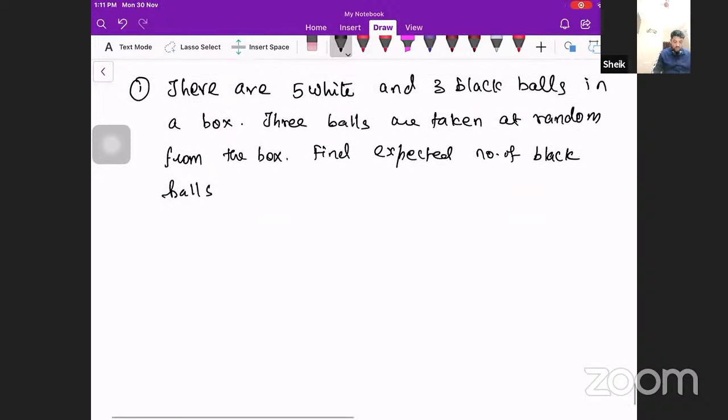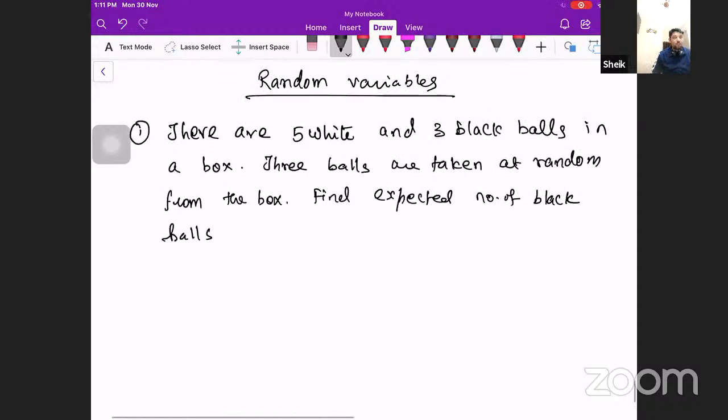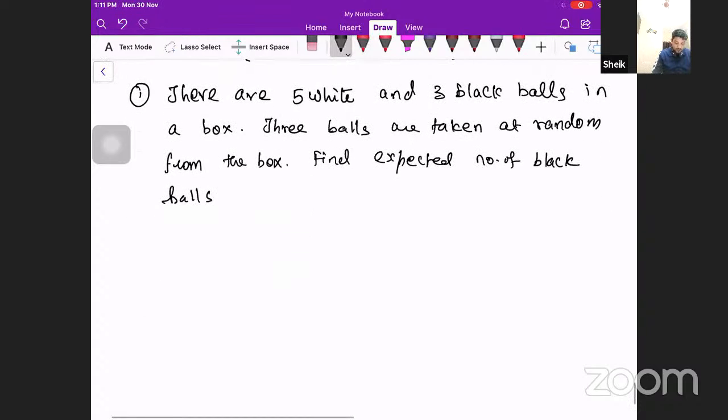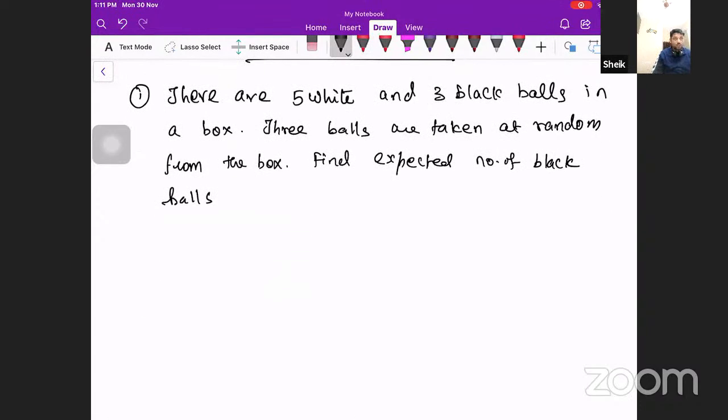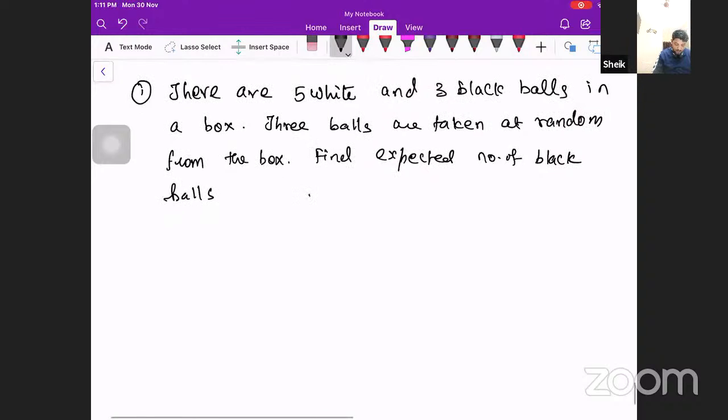There are 5 white and 3 black balls in a box. 3 balls are taken at random from the box. Find the expected number of black balls. Now look at this. This type of question can be asked in the examination, my dear. There is a box: 5 white, 3 black.